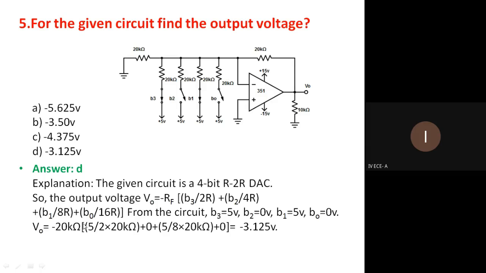Substituting, we get the value. The negative sign appears because we are giving the input to the inverting terminal, so we get the inverted output. After substitution, we get the value minus 3.125 volt. Clear?